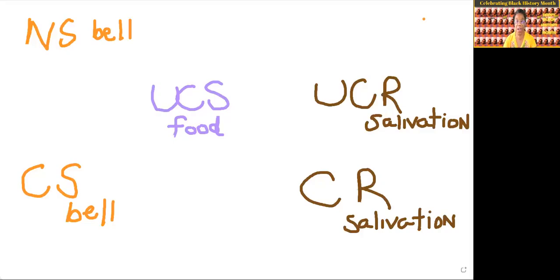Hello, everyone. I just wanted to go over classical conditioning for you and give you an easy way to figure out the assignment that you have to do. In the assignment this week, the question asks you to identify the 5 elements of classical conditioning, which are neutral stimulus, conditioned stimulus, unconditioned stimulus, unconditioned response, and conditioned response.